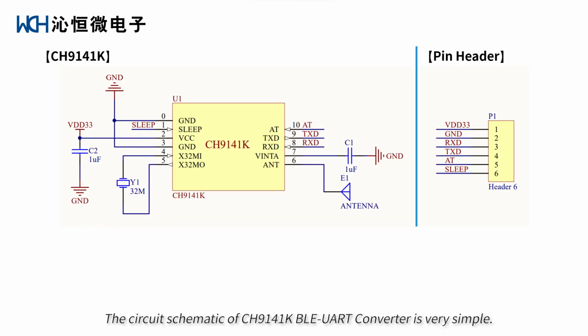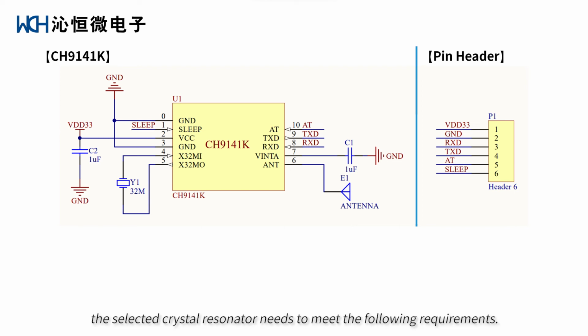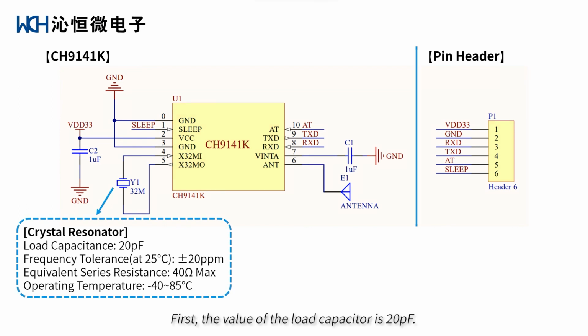The circuit schematic of CH9141K BLE UART converter is very simple. Except for CH9141K, there is only one 32 million crystal resonator and two 1 microfarad capacitors. It should be noted that the selected crystal resonators need to meet the following requirements. First, the value of the load capacitor is 20 picofarads. CH9141K has built-in 16 picofarads load capacitor, so it's not necessary to provide it separately.